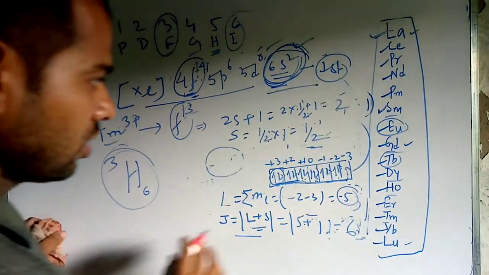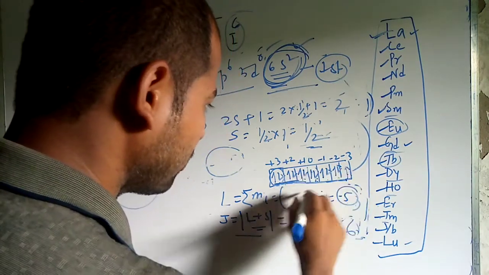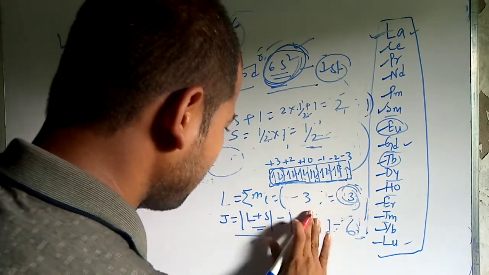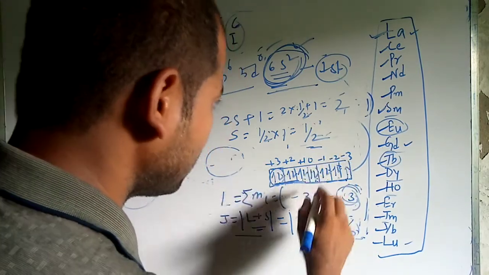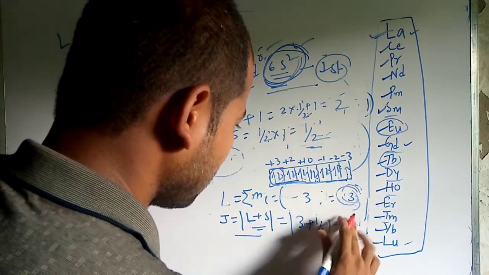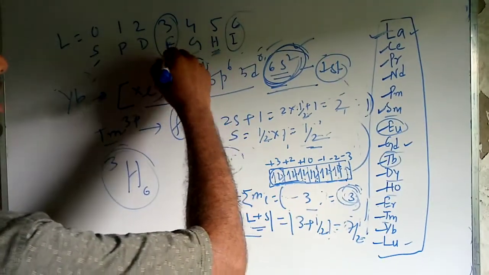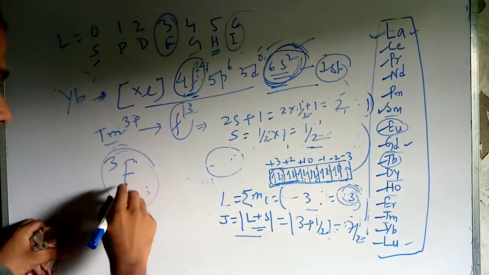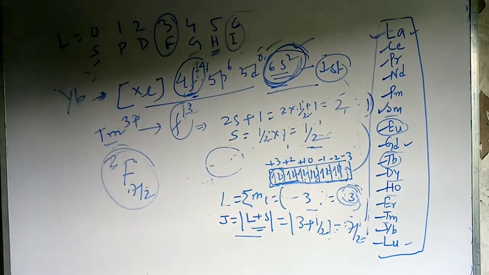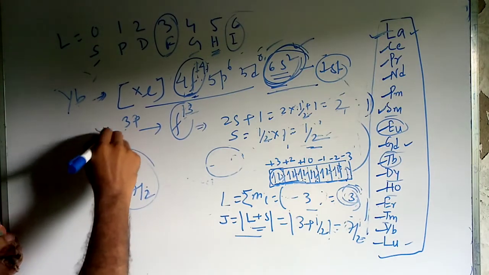The L value is only minus 3, so we consider the absolute value, L equal to 3, which is F. S equal to half, and J is L plus S, which is 7 by 2. So the term symbol is 2F 7 by 2 for ytterbium 3 plus.